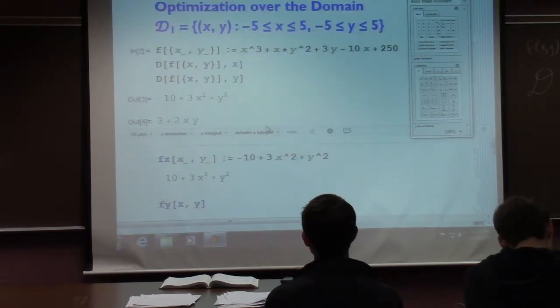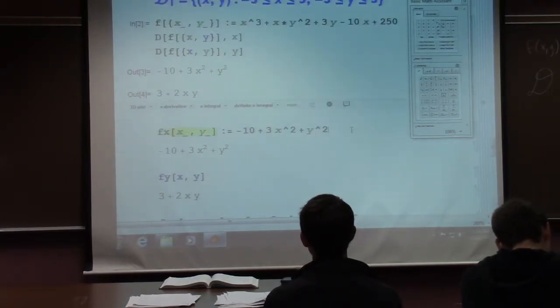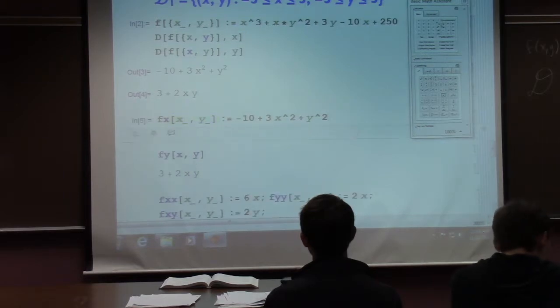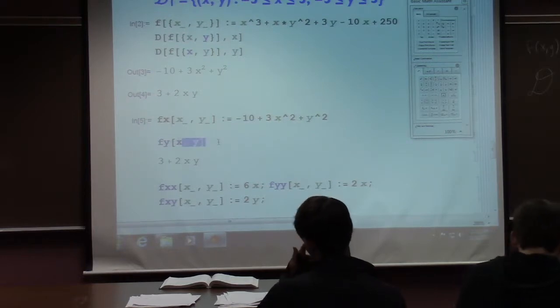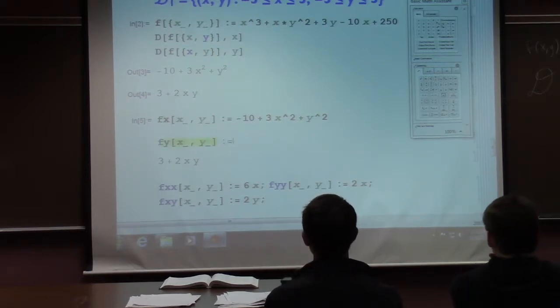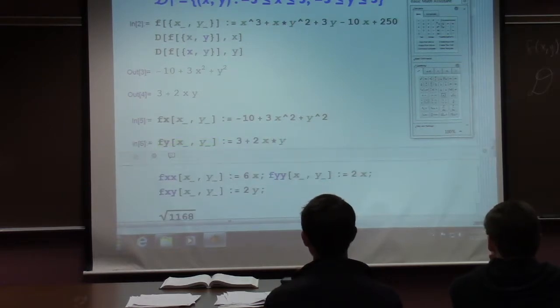All right, so that's going to produce those derivatives, and then I can go ahead and enter those functions here. Here's the first derivative, or excuse me, that's the derivative with respect to x. The derivative with respect to y is 3 plus 2x times y. That can be entered too.